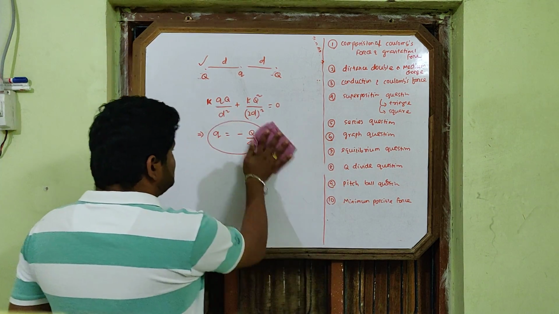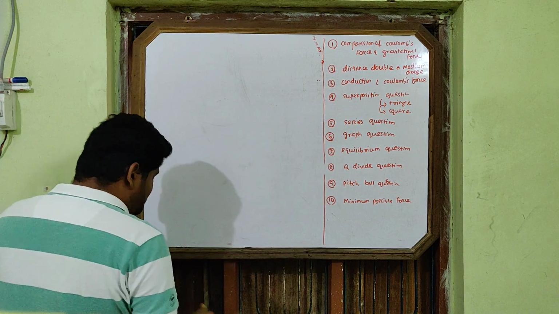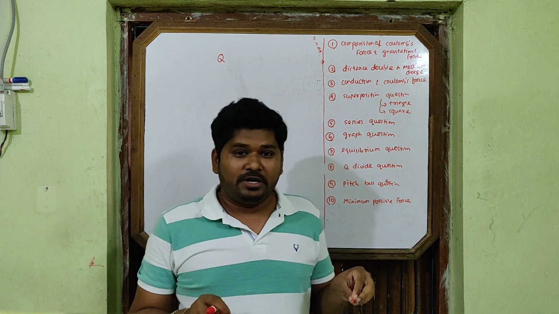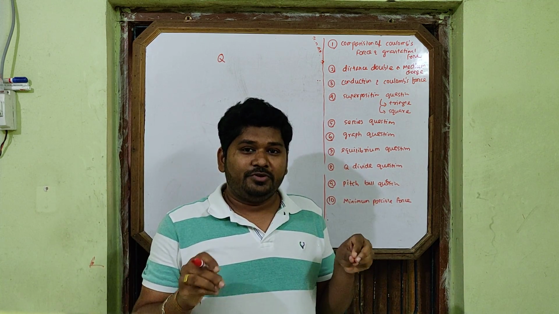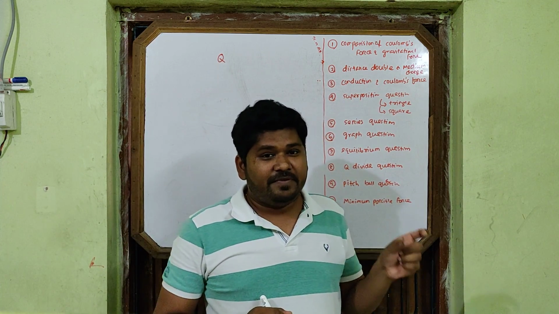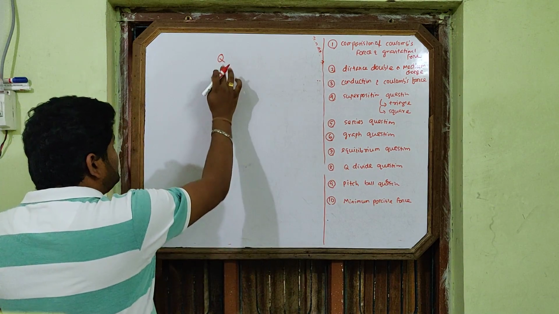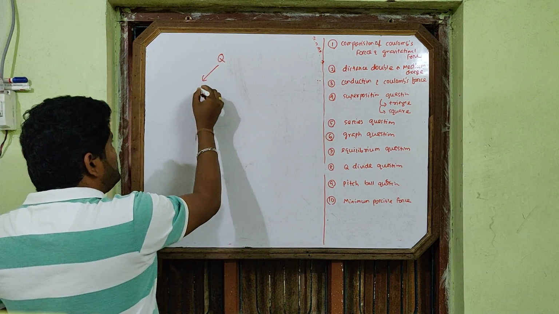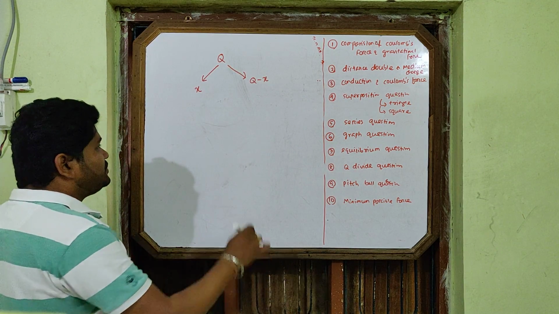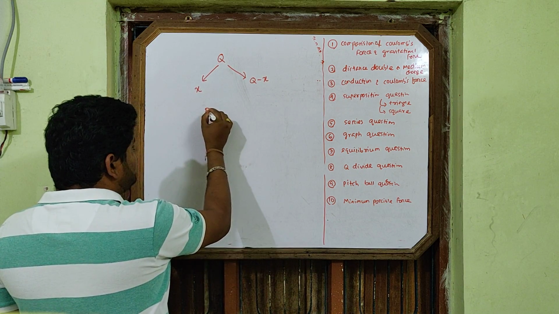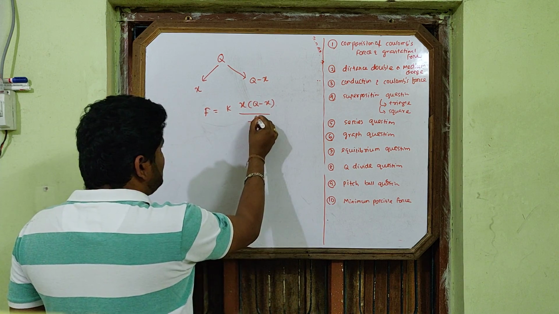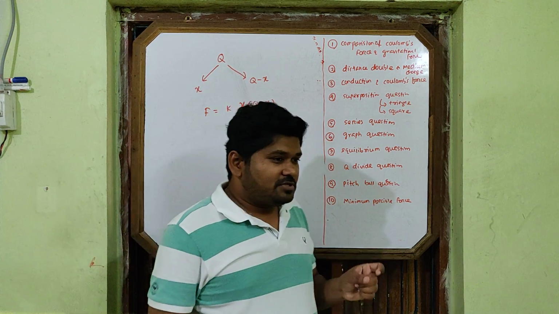Now the Q divide question. The question is like this. Charge Q has to be divided among two bodies such that the force between them will be maximum, separated by a fixed distance. Okay. So if you divide between two bodies, suppose charge Q, one body will take charge x, the other body will take charge Q minus x. So the force between them will be maximum. Let us get the expression of force. K x (Q minus x) divided by r square. This is the force. Force becomes maximum.